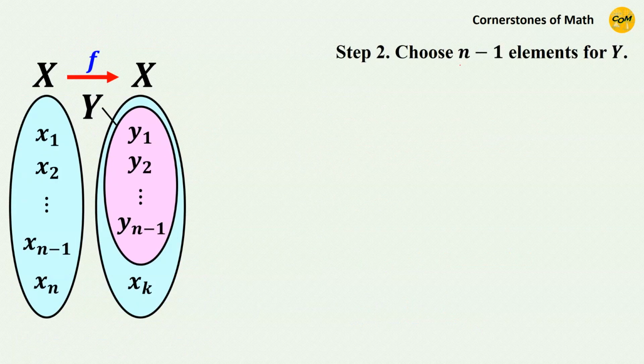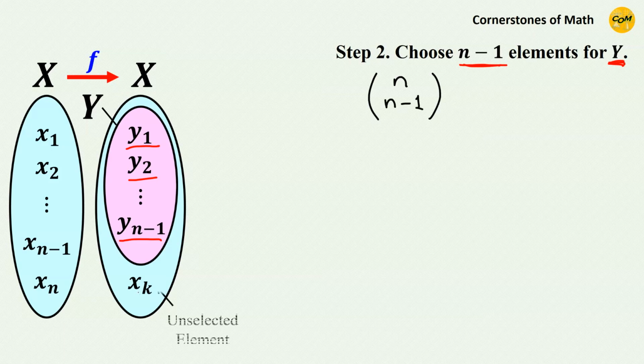With that established, obviously the next thing to do is to find the number of ways to choose n minus 1 elements from x, which will be elements of y, which we denote as y1, y2, and so on, up to y(n minus 1). We have already seen in the previous problem that there are n choose n minus 1 ways for that. Also, there must be one unselected element xk of x, which does not correspond to the elements of y. In more formal words, there exists xk that belongs to x, such that xk does not belong to y.